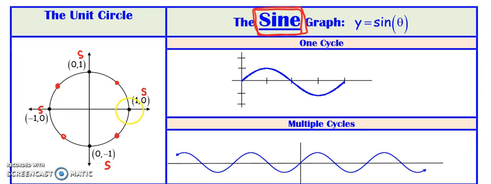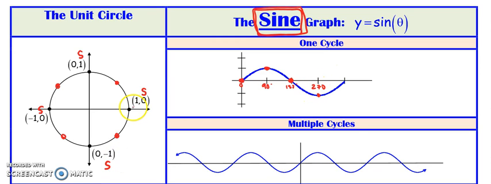So at 0 degrees, we are at 0. At 90 degrees, we are at 1. At 180 degrees, we are at 0. And down here, at 270, we'd be at -1.